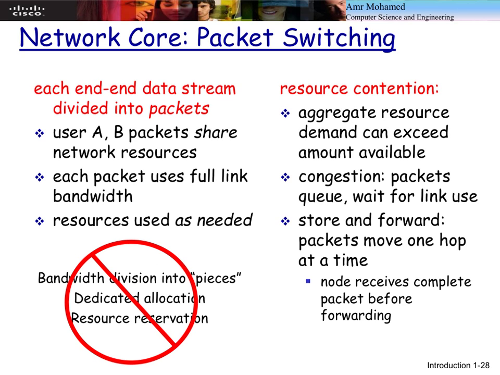But the problem is that because you are not reserving things beforehand, you don't have any guarantees. You cannot guarantee the quality. So there's no bandwidth division into pieces. Well, in a way, it happens automatically when you go through the network. But you may actually come across what we call resource contention.